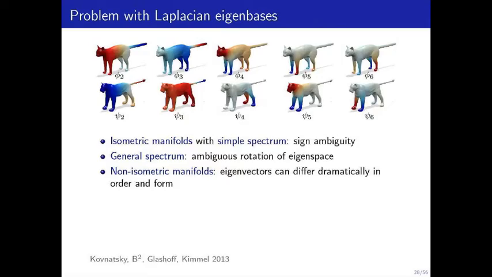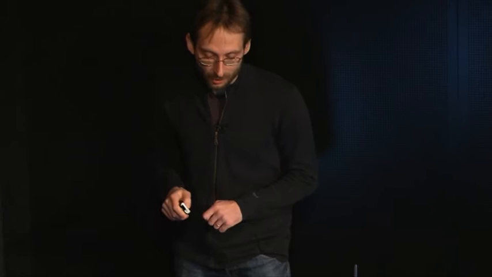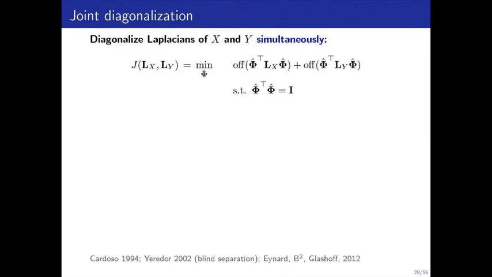And if the manifolds are non-isometric, then the eigenvectors can differ dramatically in their structure. And usually this difference will increase with frequency. So if we go to higher eigenfunctions, we can get completely different things. And you can actually see it in this example of a cat and the tiger. So if the first eigenfunction differs approximately up to a sign, then, for example, the fourth eigenfunction of the tiger would correspond to the sixth eigenfunction of the cat. Okay? So one way of dealing with it, and here we come to the second signal processing algorithm that I mentioned in the beginning, would be by means of jointly diagonalizing the Laplacian operators.